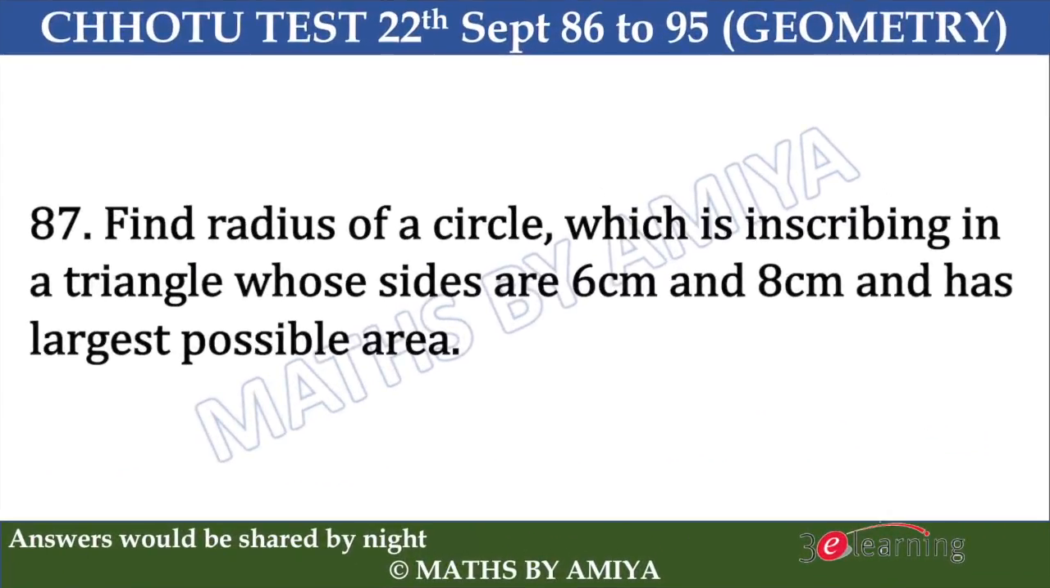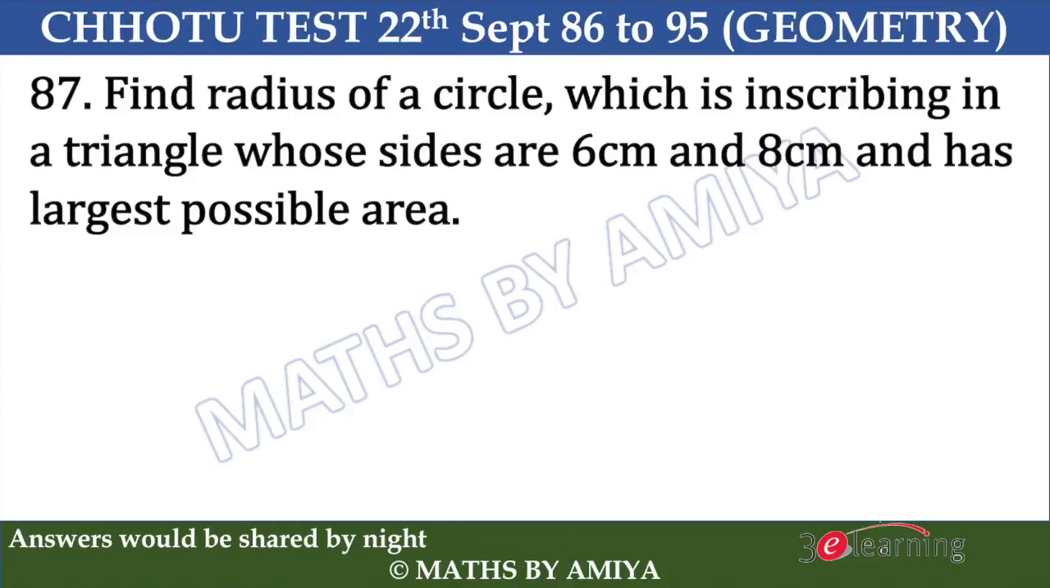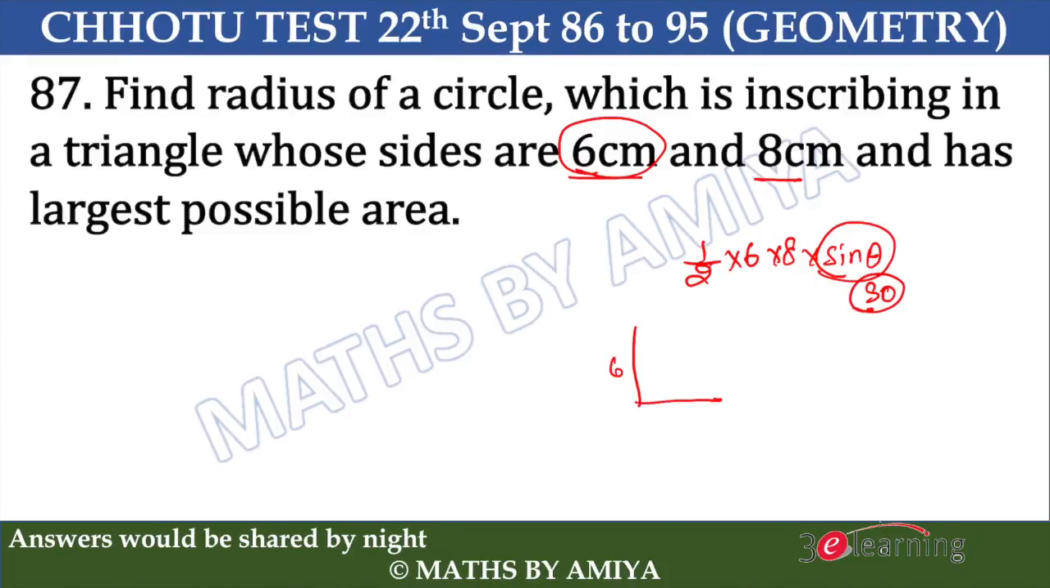Question number 87. Now, the solution of 87 is quite easy. Since you have two sides given, the area is 1 by 2 into a into b into sine theta. And area is largest when sine theta is nothing but 90 degrees. So we can say we have the 6, 8 cut triangle, a right angle triangle. So you must know the largest possible area for the given two sides is a right angle triangle.